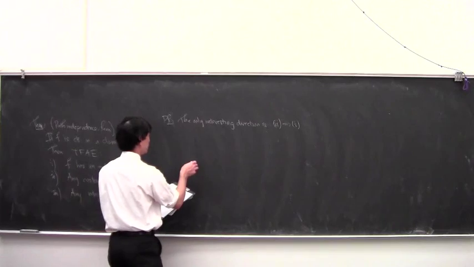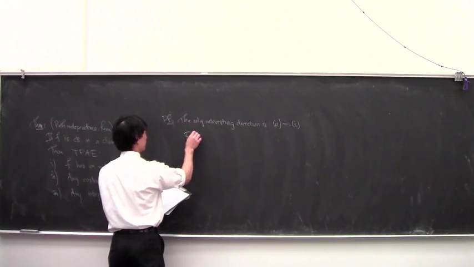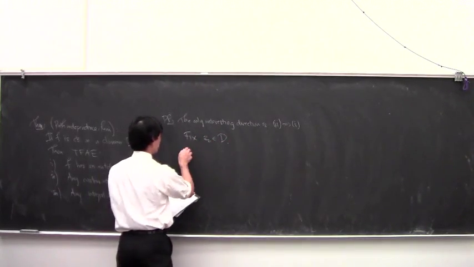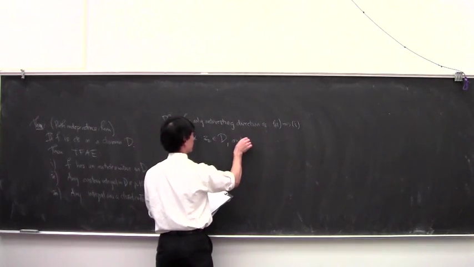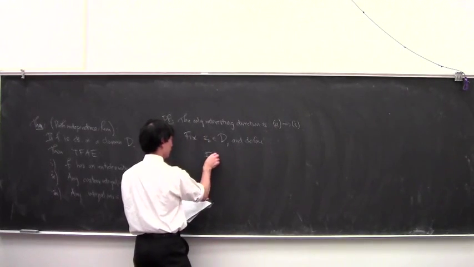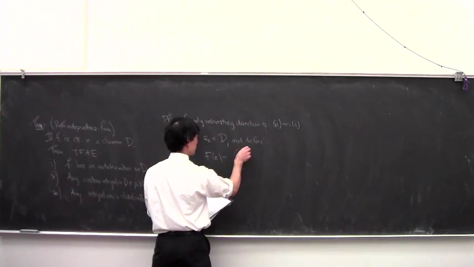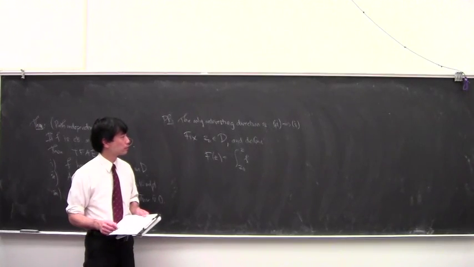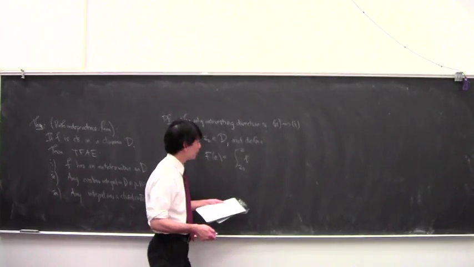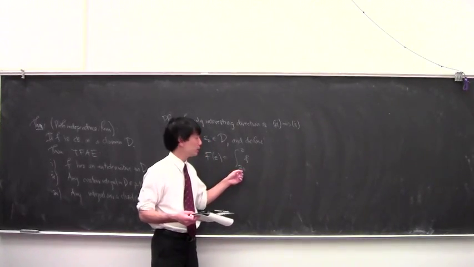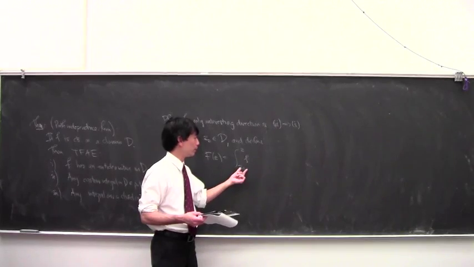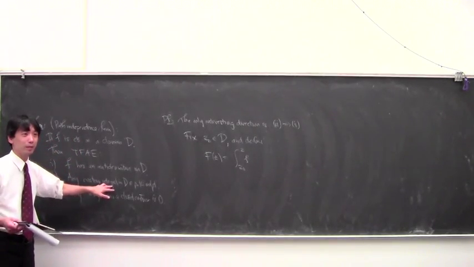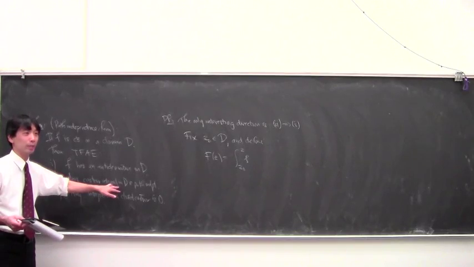Okay. So here's how you do it. You say, well, fix some point z naught in the domain and you define F of z as the integral from z naught to z of f. Now this is sort of bad notation, but I hope you know what I mean by this. It means you're taking the integral over any path from z naught to z, and it doesn't matter what path you take, right? Because the integral is path independent.